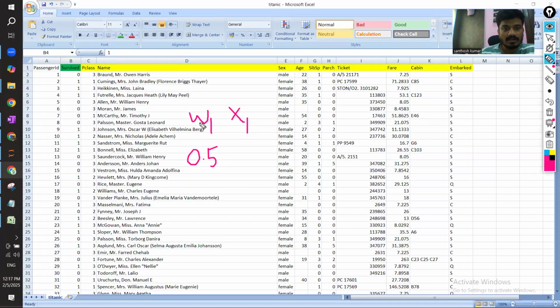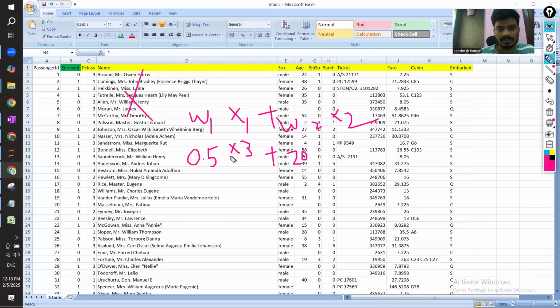How will we find out the values? Finally, the logistic regression will give us the actual values of W1, W2, W3. Initially it is a random value. X1 is the feature, for example, and X2 is Age. I'm not considering the name, since name is not useful. W2 could be anything. Let's say 20.